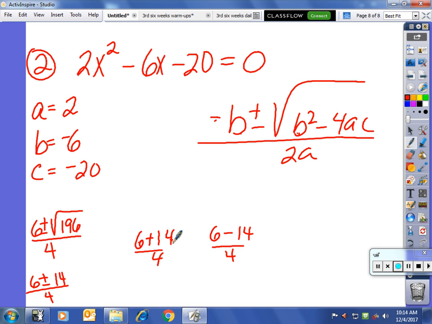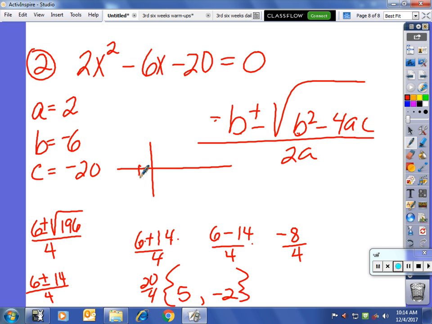So what is 6 plus 14? 20. So 20 divided by 4 is 5. So one of my roots is 5. Over here, 6 minus 14 is negative 8. And negative 8 divided by 4? Negative 2. So this parabola is going to cross at negative 2 and positive 5. There's my zeros, my roots, my x-intercepts. It's going to do something like this. Is it the only way to find roots? Absolutely not, but it's the way we're learning today.